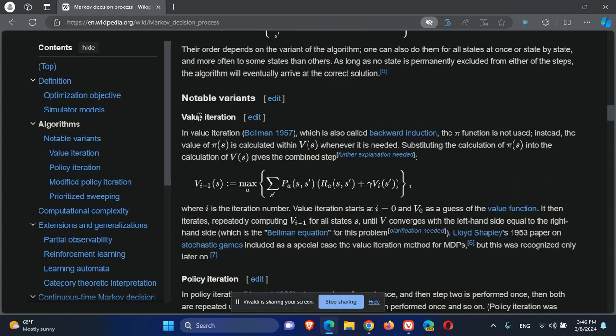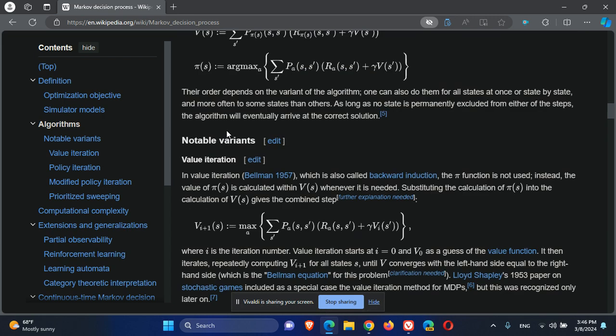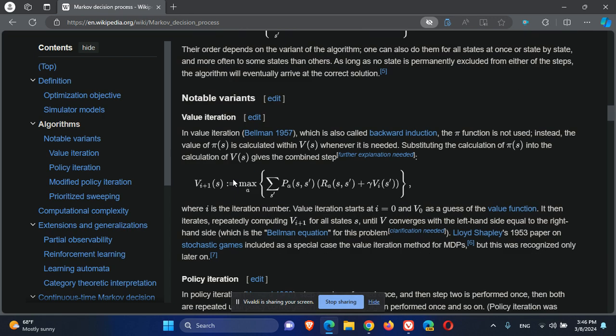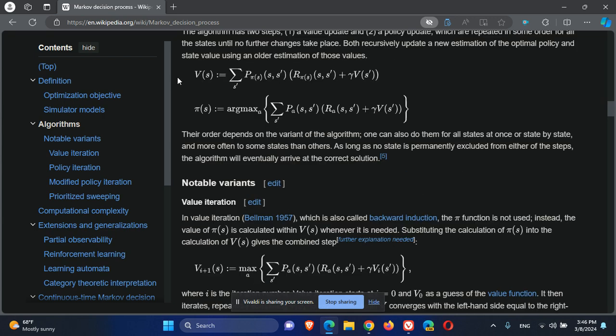Notable variants. Value iteration. In value iteration, which is also called backward induction, the pi function is not used. Instead, the value of pi s is calculated within vs whenever it is needed. Substituting the calculation of pi s into the calculation... רגע, לא עברנו לזה, נעבור שנייה לנוסחאות, לא עברתי אליהם. Calculation of vs gives the combined step. זה. אבל רגע, בואו נעבור לנוסחאות.